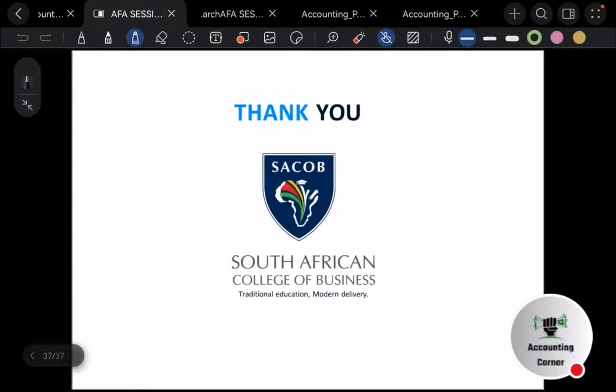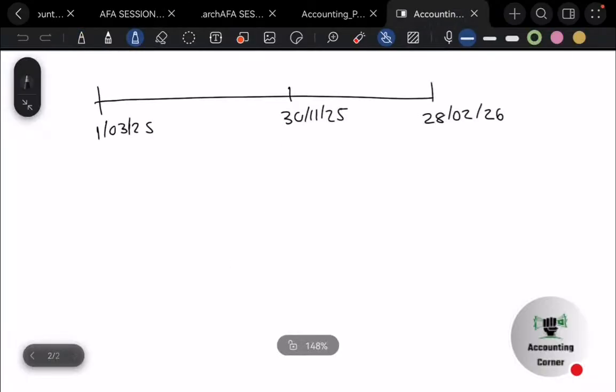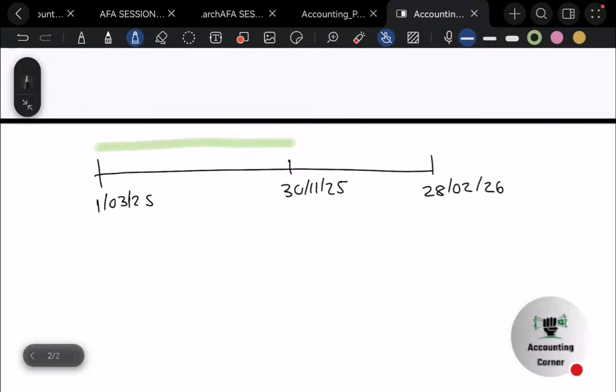So we need to calculate from March up until the 30th of November. How many months are those? Because that's how long our asset depreciated before it was sold. It does not depreciate after we no longer have it. It does not depreciate with us anyway.